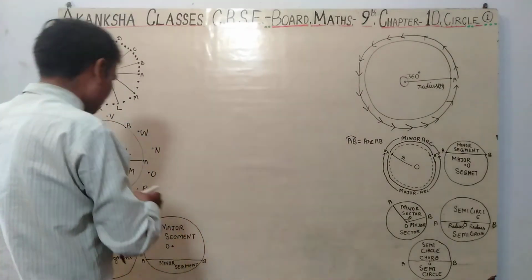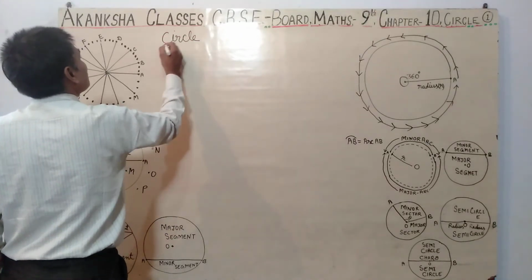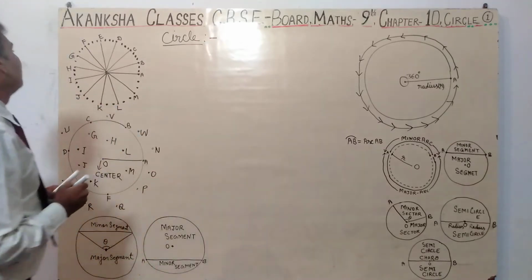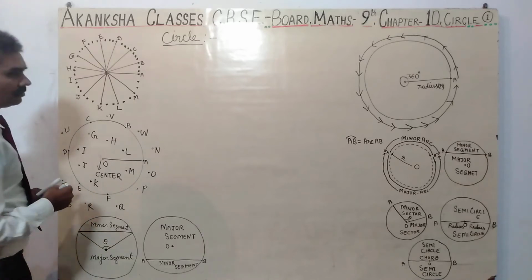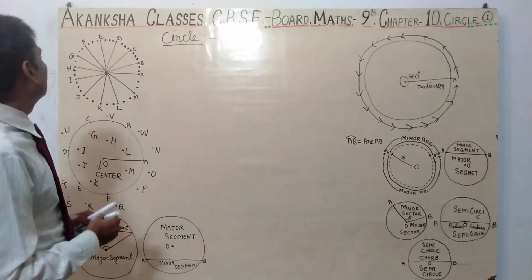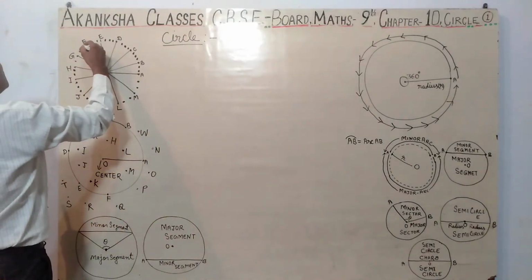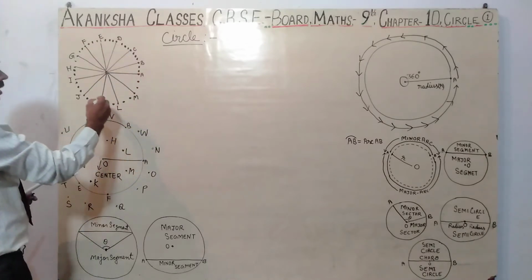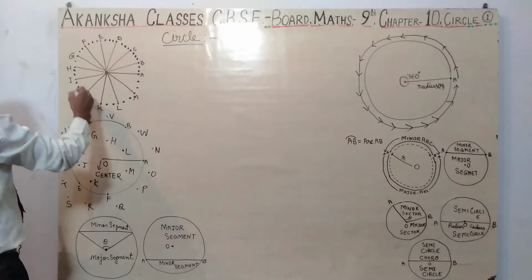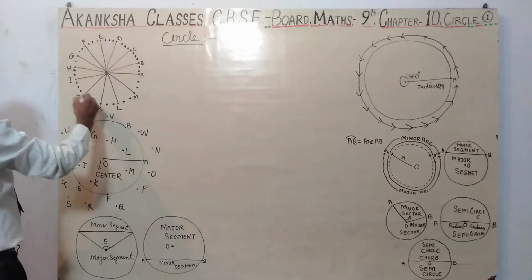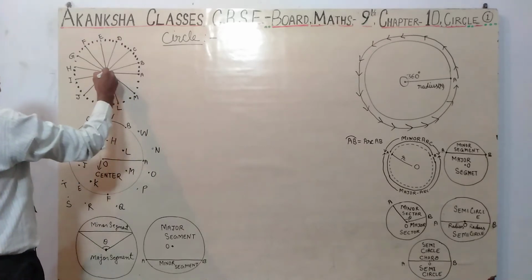Students, first of all, we will write the heading as circle. What is a circle? You know very well that the circumference is the collection of several points, and all the points are equidistant from this point.